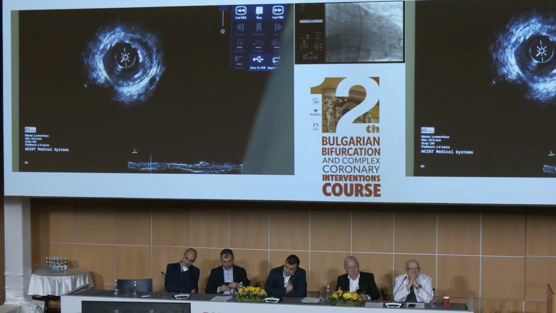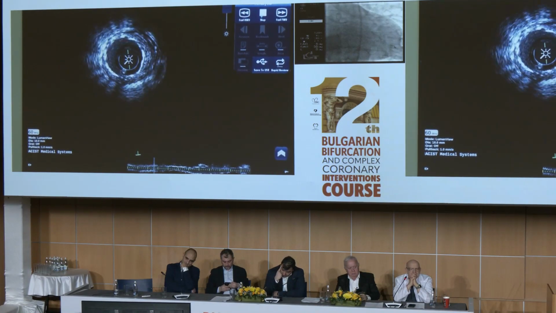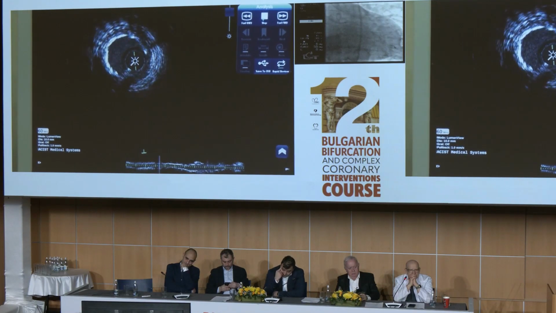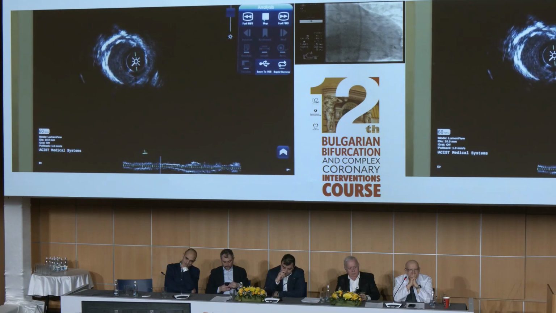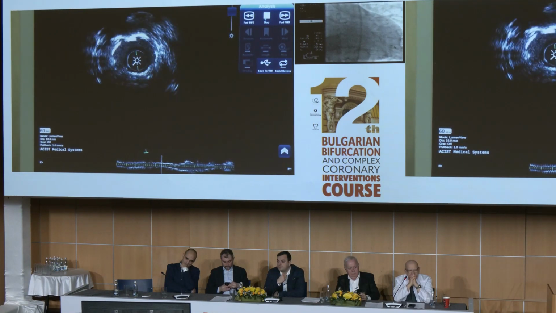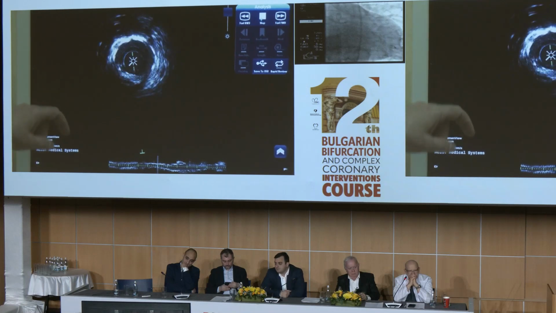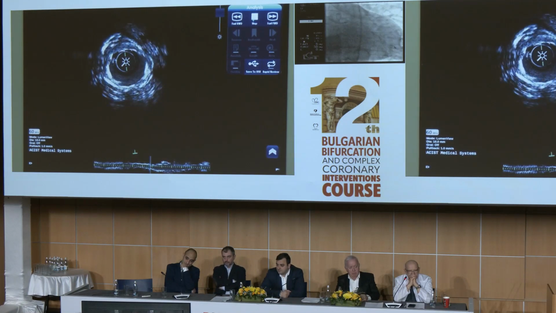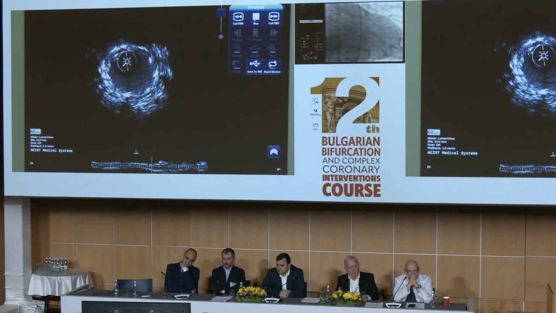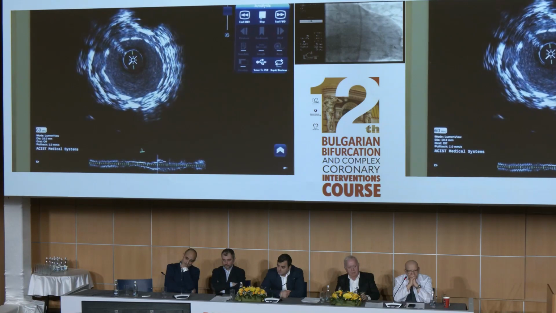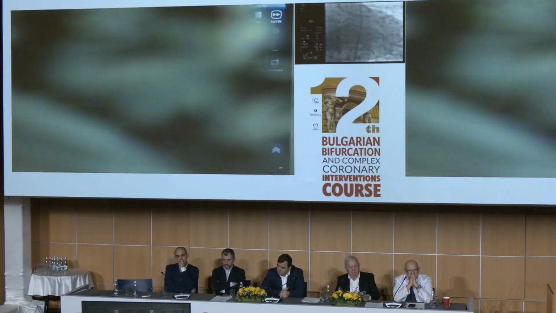The one is just the bifurcation and the proper circumflex, in this obtuse marginal branch. And another one is after the aneurysmatic part, in the aneurysm. I post-dilated at 20 atmospheres with a semi-compliant 3.0 balloon.